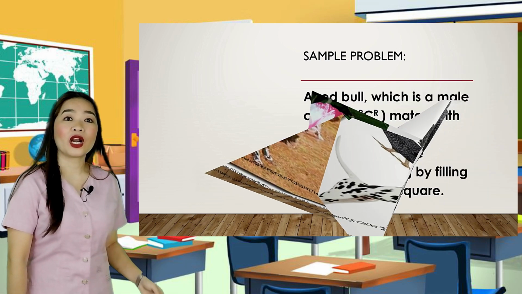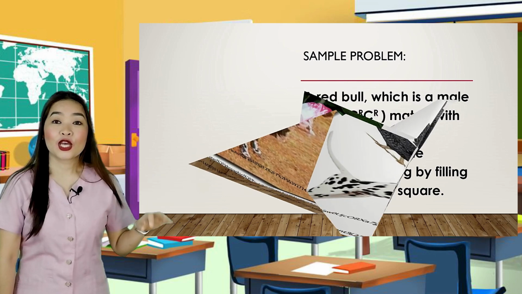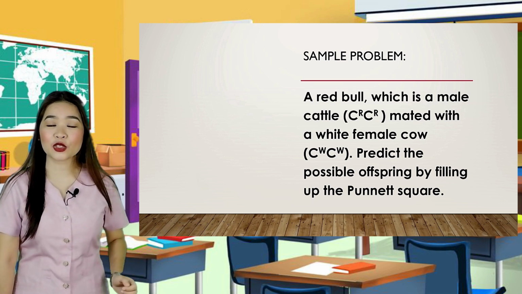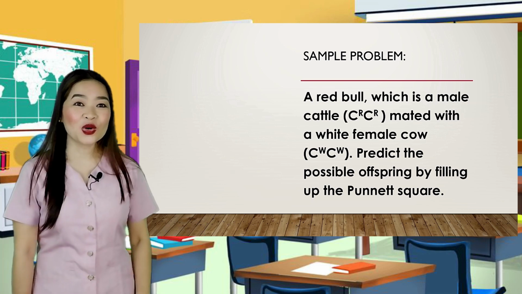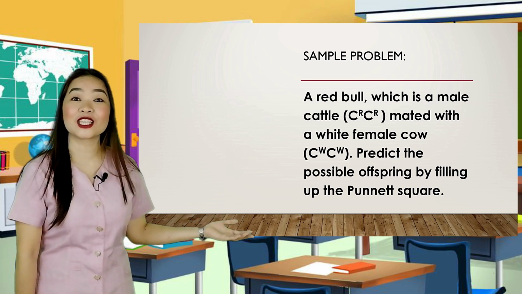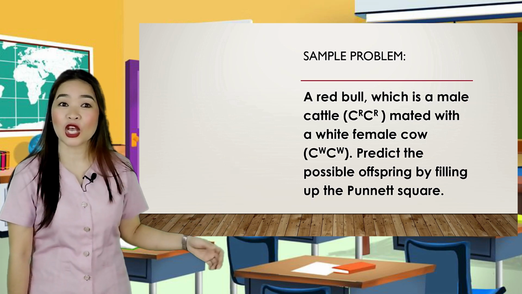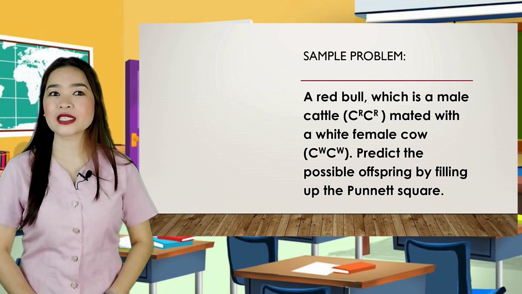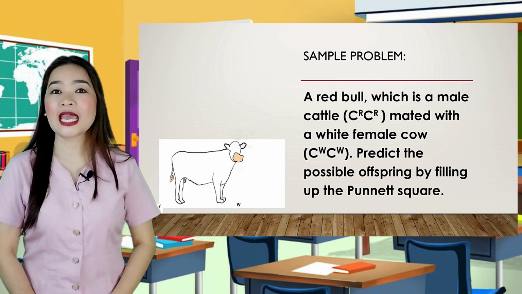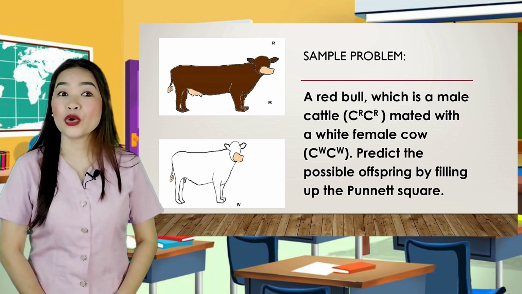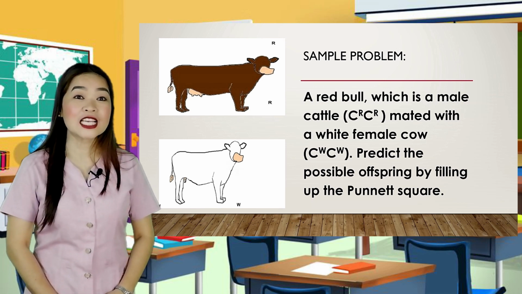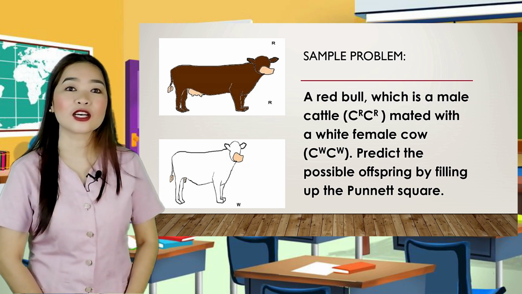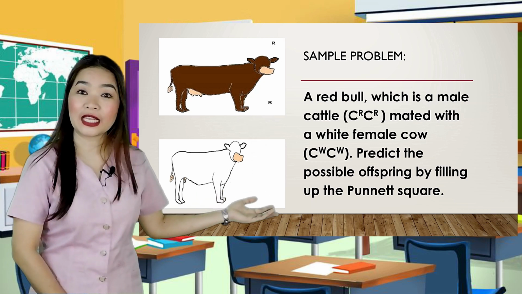In cattle, there are 3 different phenotypes. Those with red coats with the genotype of CR CR are homozygous for the red coat allele. Those with white coats with the genotype of CW CW are homozygous for the white coat allele. Lastly, those cattle with red hairs mixed with white hairs are said to be heterozygous and appear roan with a genotype of CR CW. The appearance of roan coat is due to the codominance of the red and the white color alleles.